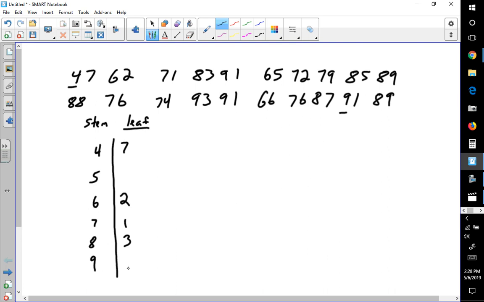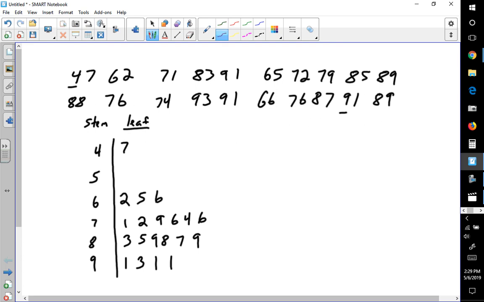Then you have 83, 91, 65, 72, 79, 85, 89. That takes care of the first row. Then we have 88, 76, 74, 93, 91, 66, 76, 87, 91, and 89.